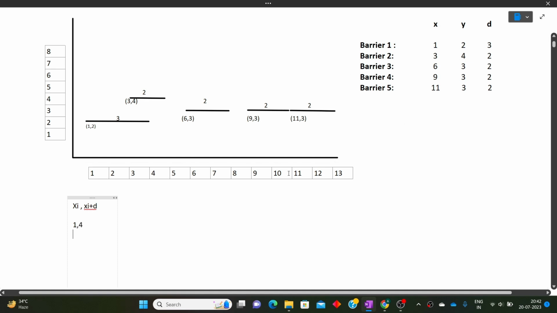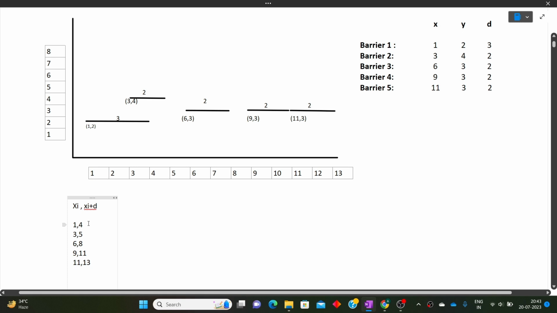For the next barrier, the starting point is 3 and the ending point is 3 plus 2, that is 5. Then for the third barrier, the starting point is 6 and the ending point is 6 plus 2, that is 8. For the fourth barrier, the starting point is 9 and the ending point is 9 plus 2, that is 11. Next, for the fifth barrier, the starting point is 11 and the ending point is 11 plus 2, that is 13. Now we have gathered the starting X point and the ending X point of each of these barriers.